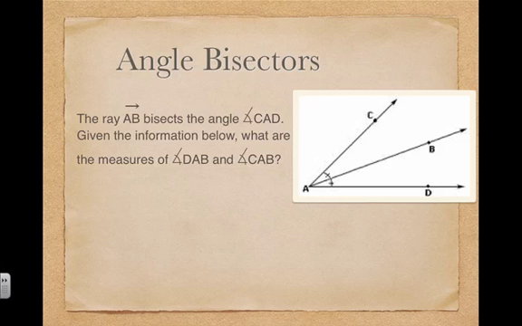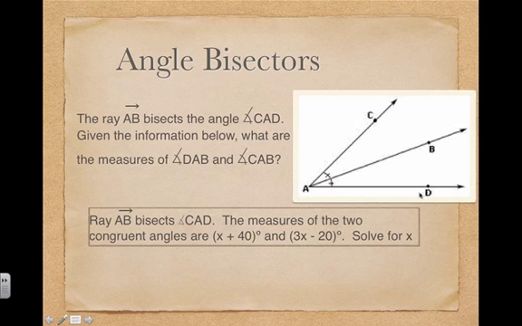Okay, we're going to jump into one last thing before we move on to lesson 1.5, and that is angle bisectors. So angle bisectors are similar to a midpoint in that they divide an angle into two congruent smaller angles. So we have the following information. Ray AB bisects angle CAD. Given the information below, what are the measures of angles DAB and CAB?